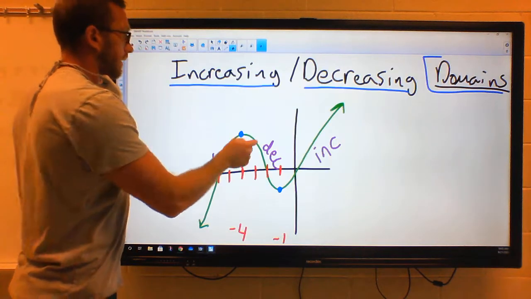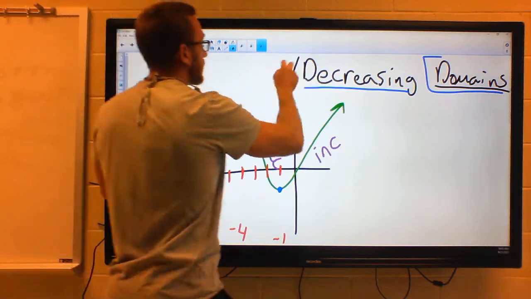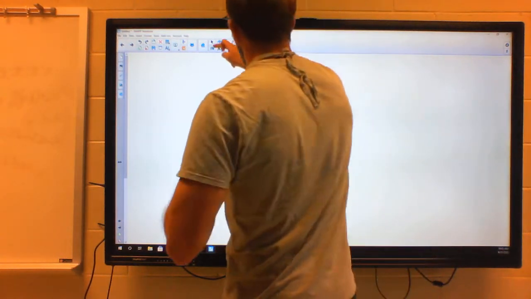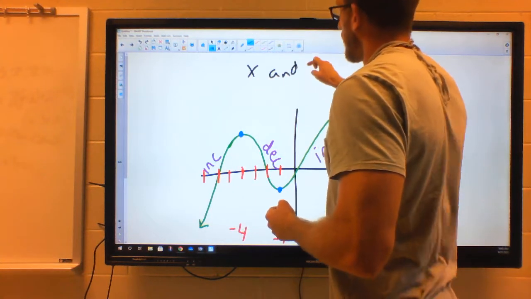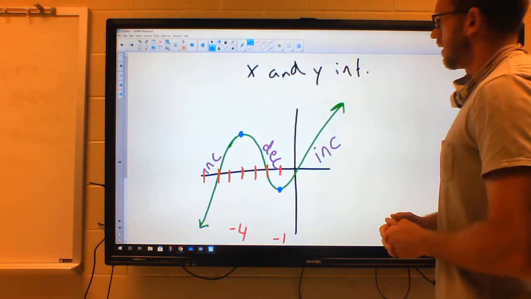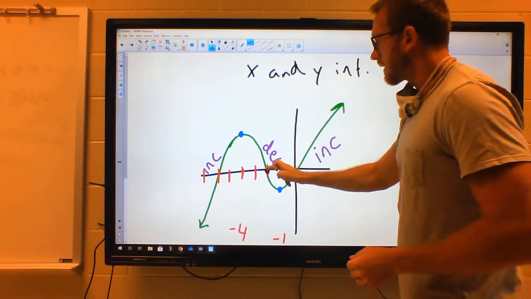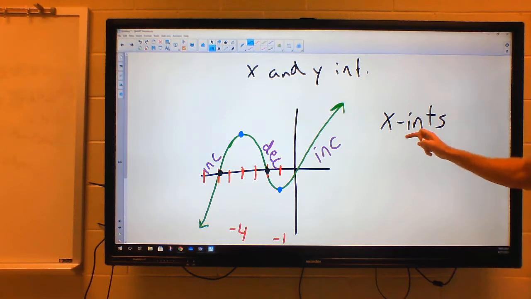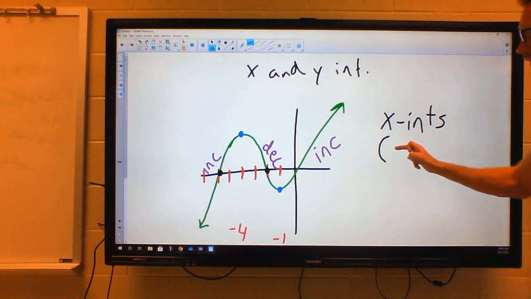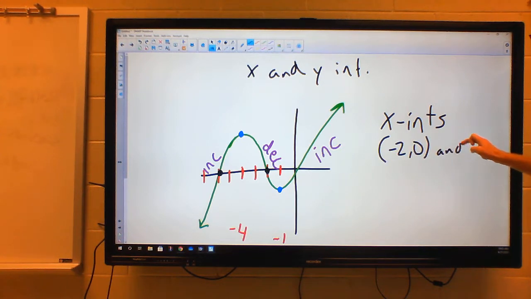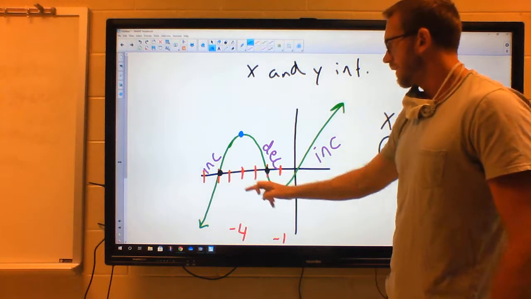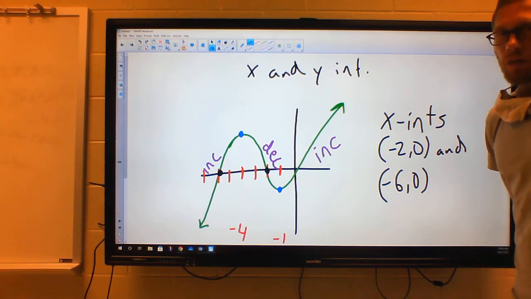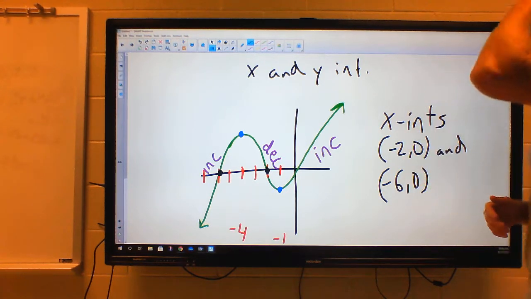One other thing I wanted to add on here, since we are going to talk also about function characteristics, are x and y intercepts. So from a graph, these are our x-intercepts. They are where we cross the x-axis. We only ever write our x-intercepts as coordinates. So this would be (-2, 0), and (-6, 0). This is really essential and important moving forward.